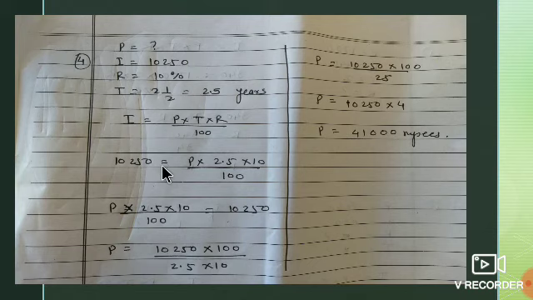10,250 as the interest is equal to P, which is not given, into 2.5 into 10 upon 100. For our convenience, we will write this on the left hand side. After calculating, you will get the principal 41,000. So Lata Bai borrowed 41,000 rupees from a bank.